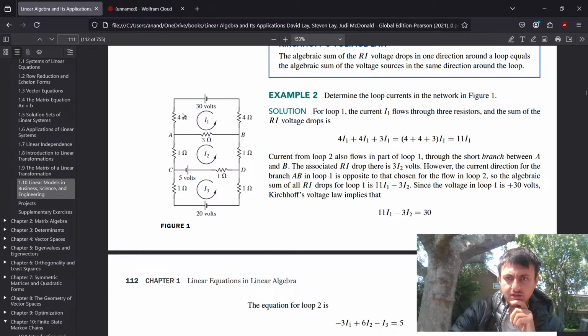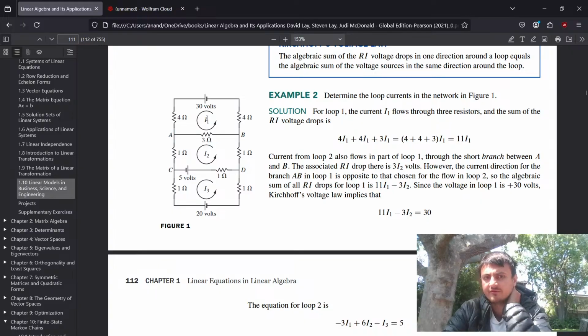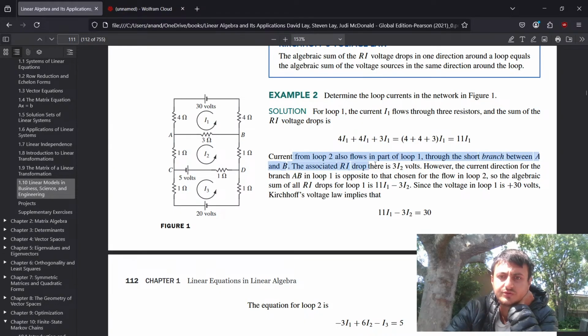So yes, we have 4I1, 3I1, or 4I1. So we get 11I1 is equal to the voltage drops of all 3 of those. However, current from loop 2 also flows in part of loop 1 through the short branch between A and B. The associated Ri drop there is 3I2.